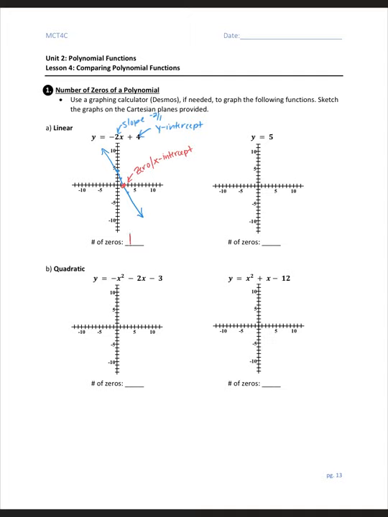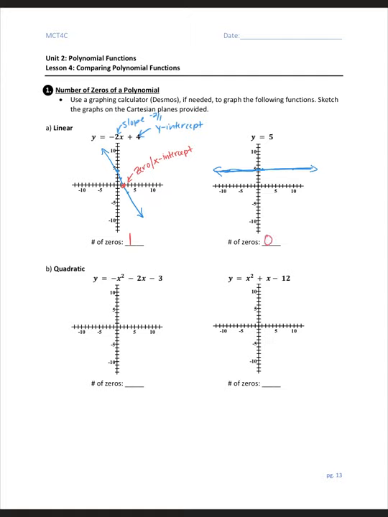If we look at the next one, y equals 5, well, remember that that means that whatever my x value is, my y value is always 5. So x could be 10, my y value is 5. X could be -8, my y value is 5. So what a y equals equation really does is it just is a horizontal line through that point on our y-axis. Okay, in this case, you can see it never crosses the x-axis, so it has 0 zeros, no zeros at all.